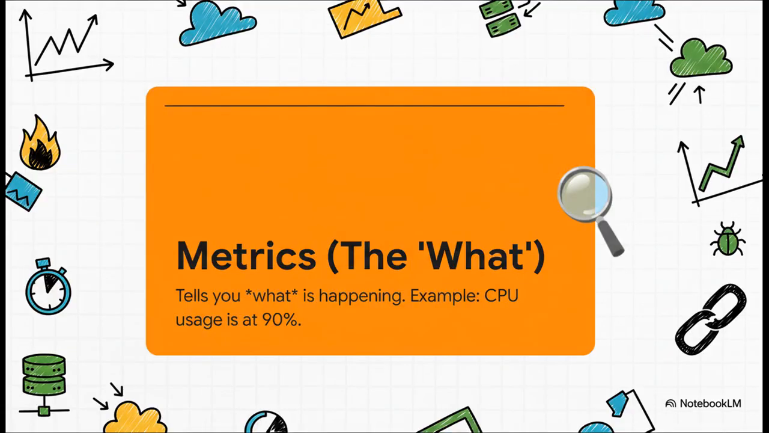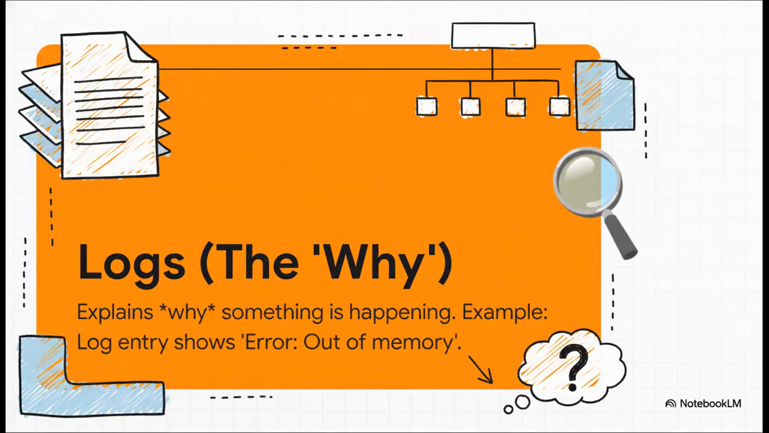First up, you've got metrics. Think of these as the what. A metric tells you what is happening. For example, CPU usage is at 90%. It's a number, a measurement. It tells you the facts, but it doesn't tell you why. And that's where logs come in. Logs are the why. So you see that CPU spike in your metrics, right? You jump over to the logs from that exact same time, and bam, there it is, an entry that says error: out of memory. Aha, now you have context. Now you know why the CPU is so high.